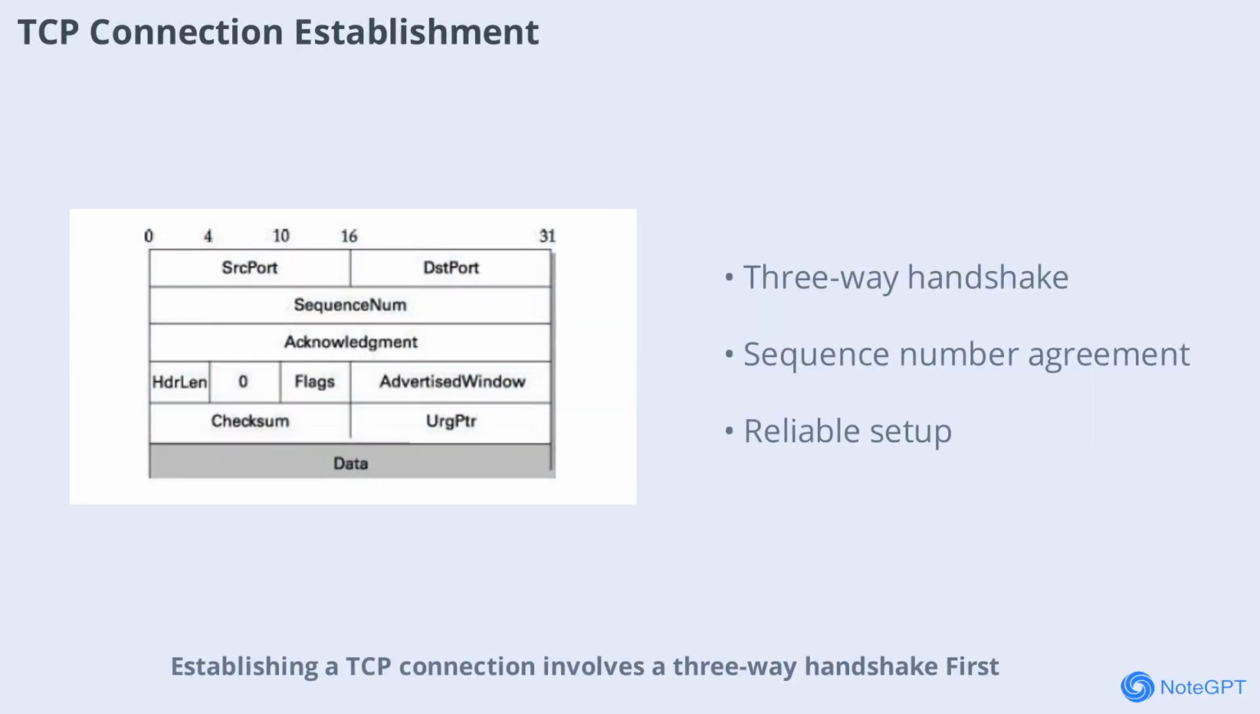Establishing a TCP connection involves a three-way handshake. First, the client sends a SYN segment with its initial sequence number. The server responds with a SYN-ACK segment, acknowledging the client's sequence and providing its own. Finally, the client sends an ACK segment, confirming the server's sequence number. This process ensures both sides agree on initial parameters and are ready for reliable data transfer.